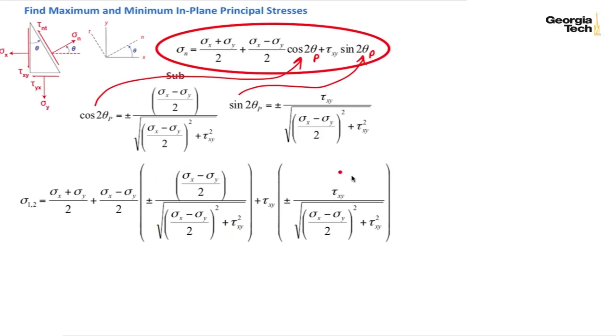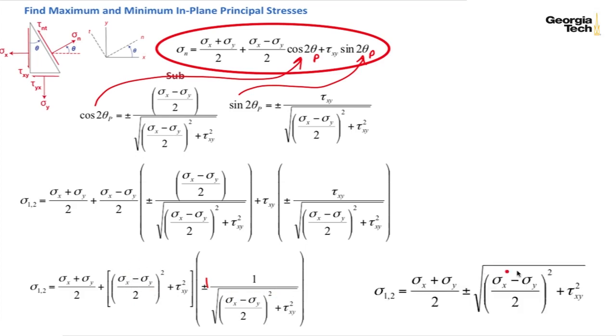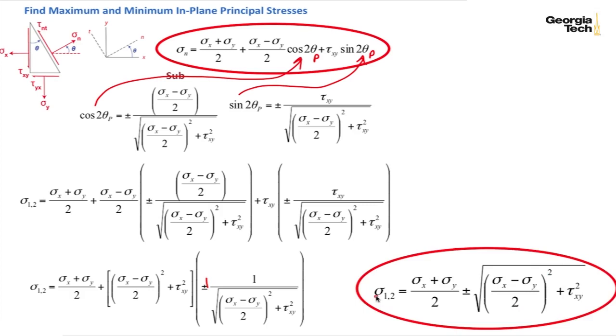This value and this value are the same, so we can factor that out, and we have these two terms times this entire value here. We see that we have sigma sub x minus sigma sub y over 2 squared, and then the square root of that. So that leaves a square root in the numerator. And so here is our expression boiled down. That now gives us the normal stresses on these principal planes. We have two of them, and I've labeled them principal stress number 1 and principal stress number 2.